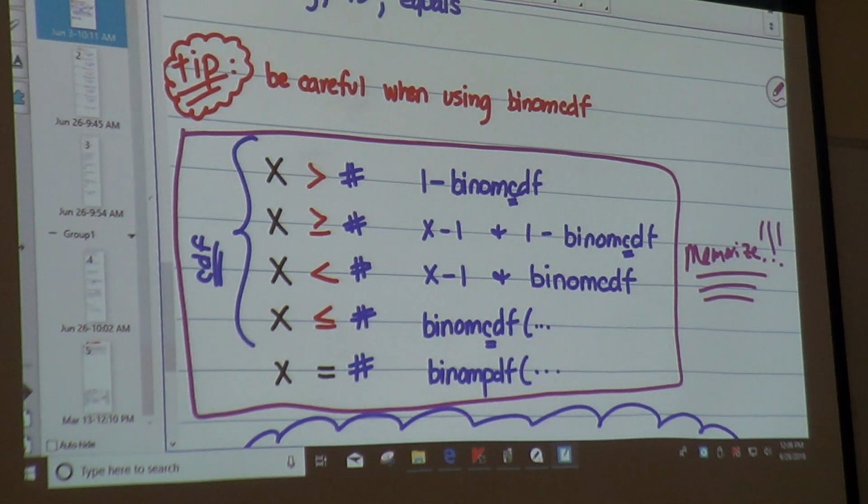So, however we can memorize this, I'm going to let you write it down and I'm going to go over a couple of ways to kind of help you memorize it.